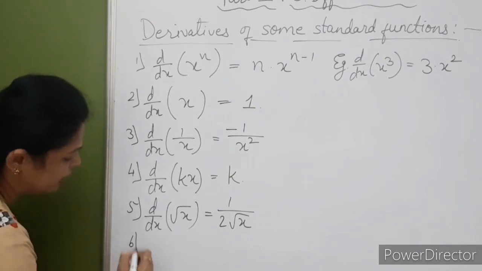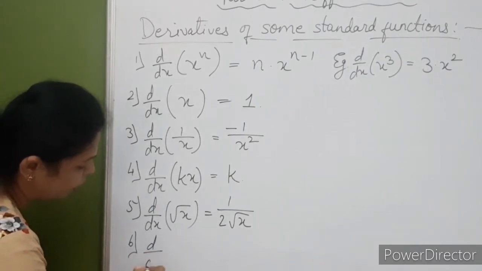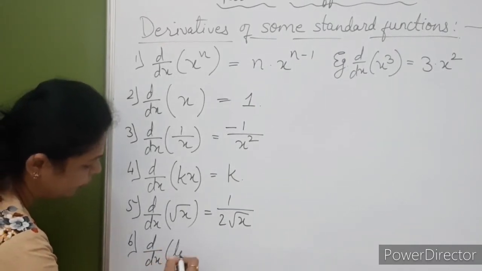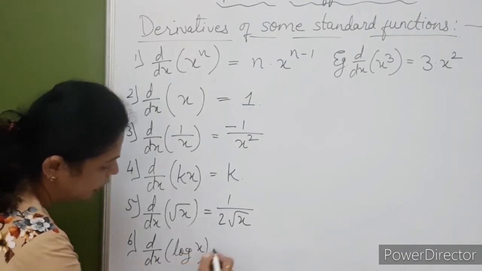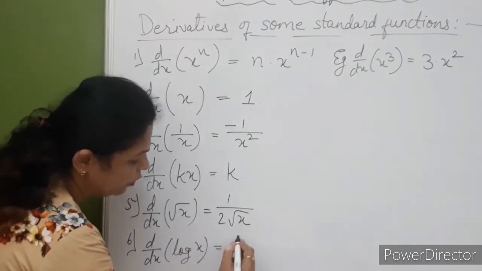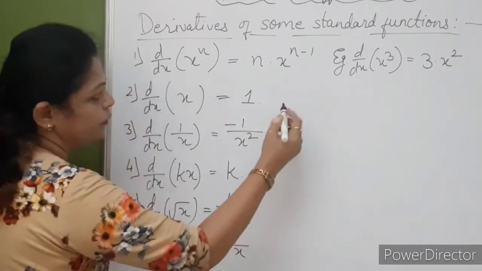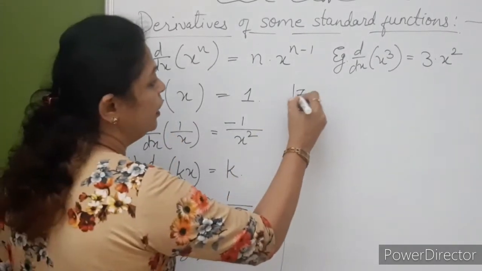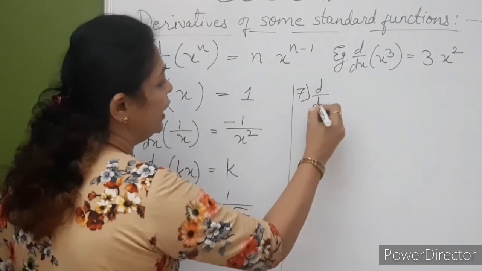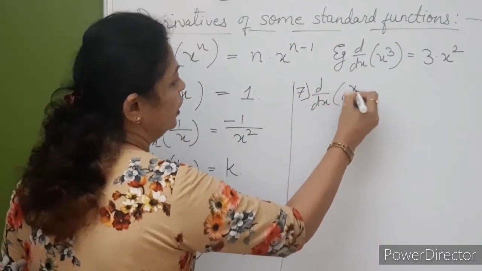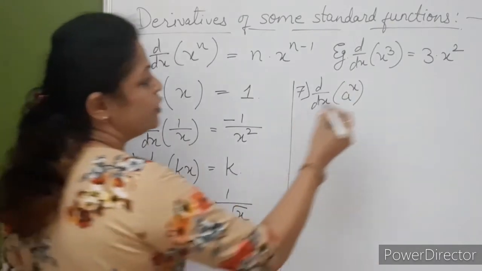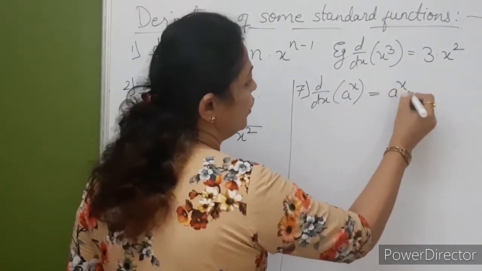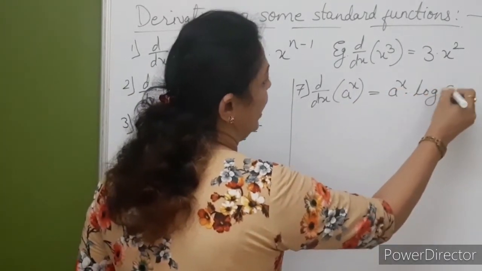Then the sixth one is derivative of log x. Derivative of log x is 1 upon x. Then the next one, derivative of a raised to x. Derivative of a raised to x is a raised to x into log a.